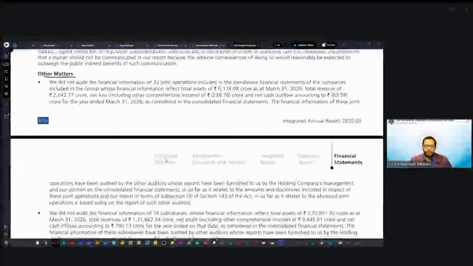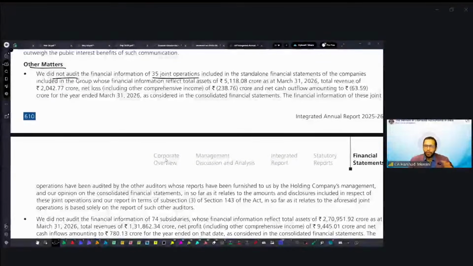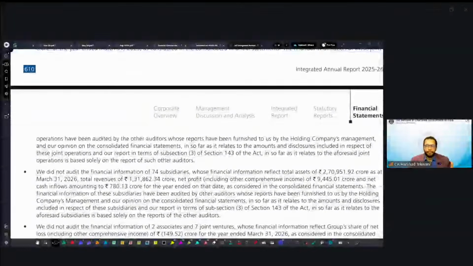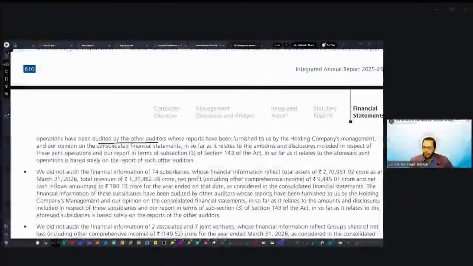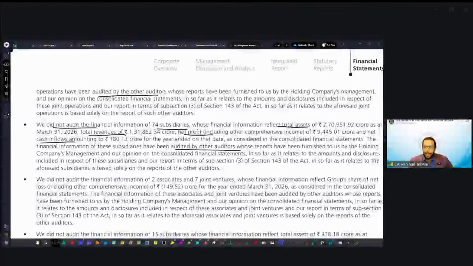This other matter paragraph, again for your understanding purpose, is on similar lines. We did not audit 35 joint operations, whose total assets, total revenue, and net cash flow included in the consolidated financial statement were audited by other auditors. We did not audit 74 subsidiaries having total revenue, total assets, net profit, and net cash flow, which have been audited by other auditors whose report has been furnished to us, and it is based on the reports of other auditors.